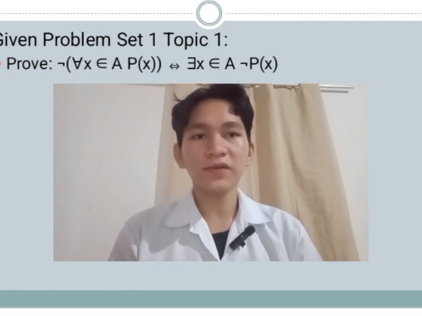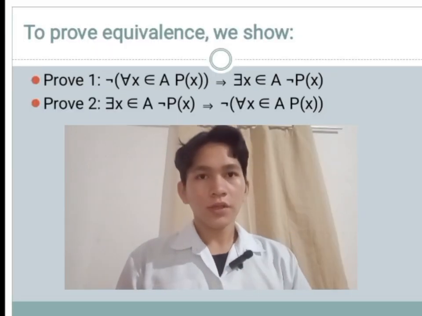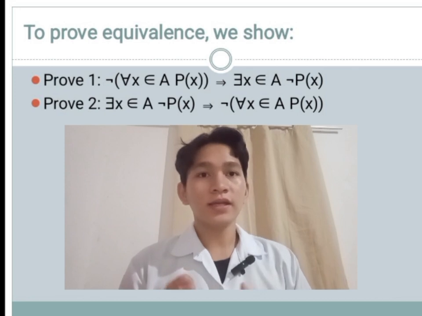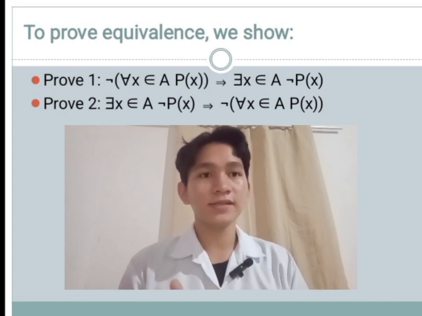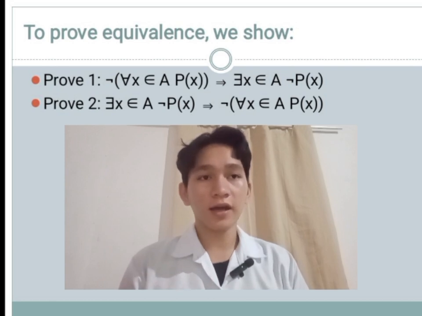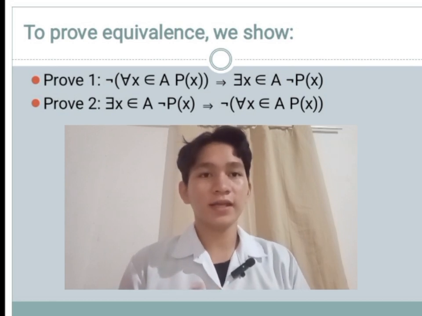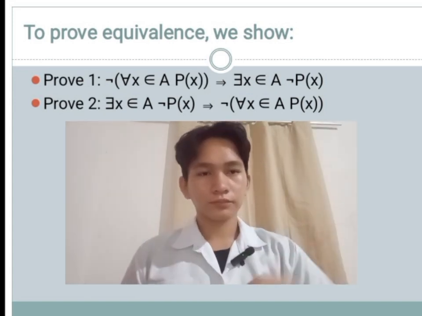To prove this equivalence, we must show both directions of implication. We have to prove that the negation of "for all x in A, P(x)" implies that there exists x in A such that not P(x). And also we prove that there exists x in A such that not P(x) implies the negation of "for all x in A, P(x)."